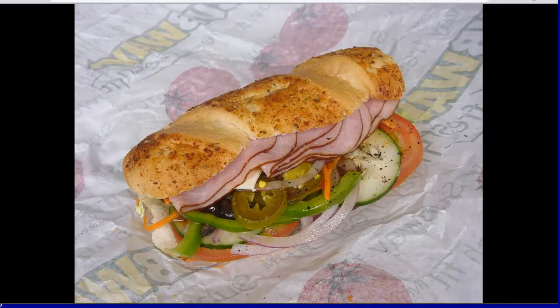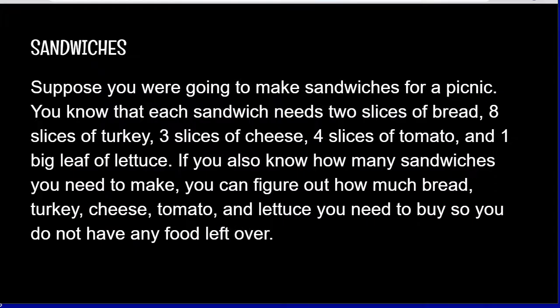Think about sandwiches for a second. Suppose you were going to make sandwiches for a picnic. You know that each sandwich needs 2 slices of bread, 8 slices of turkey, 3 slices of cheese, 4 slices of tomato, and 1 big leaf of lettuce. This is my kind of sandwich.